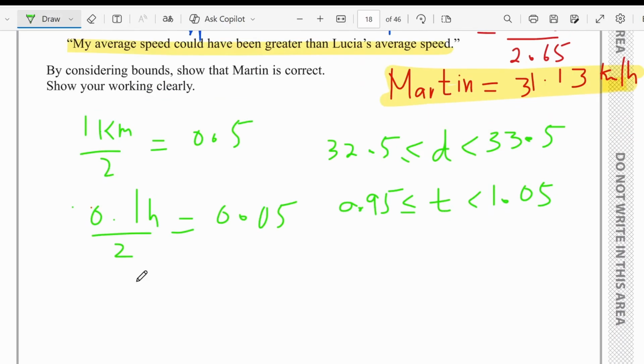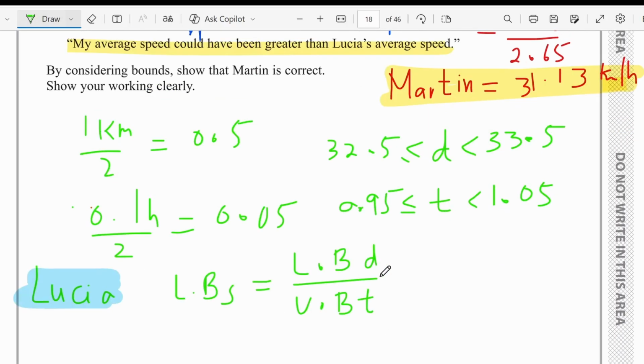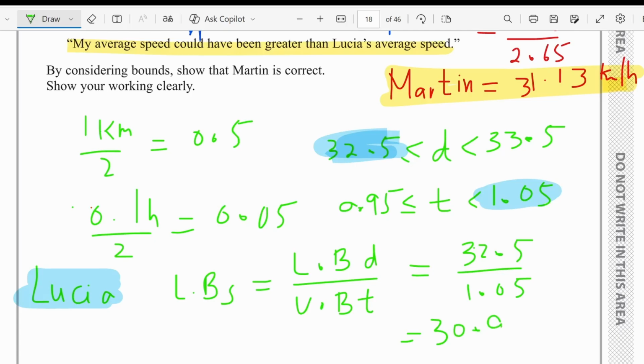Now for the lower bound speed of Lucia: lower bound distance divided by upper bound time, because for the minimum we divide lower bound by upper bound. So 32.5 divided by 1.05 gives 30.95. This is Lucia's average speed. As we compare, Martin's speed is 31.13 and Lucia's speed is 30.95, so it is shown that Martin is correct.